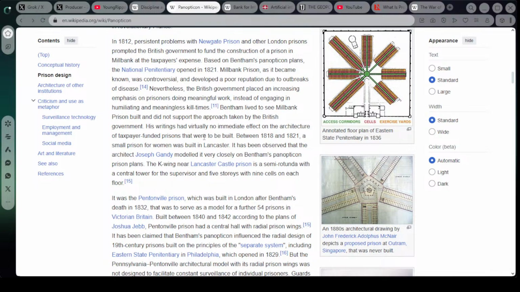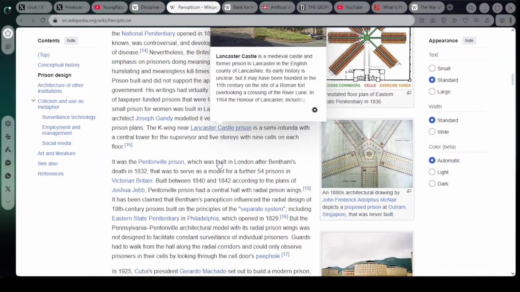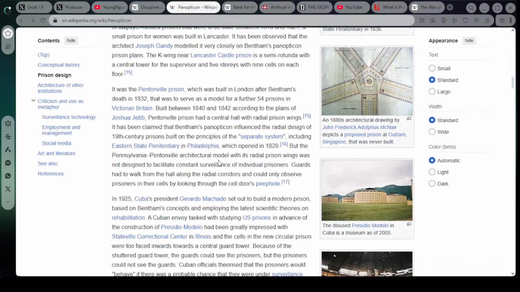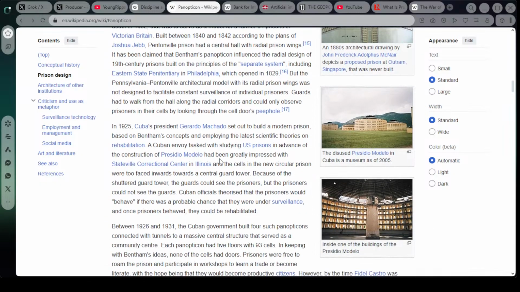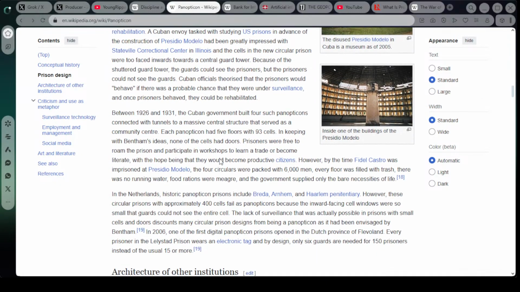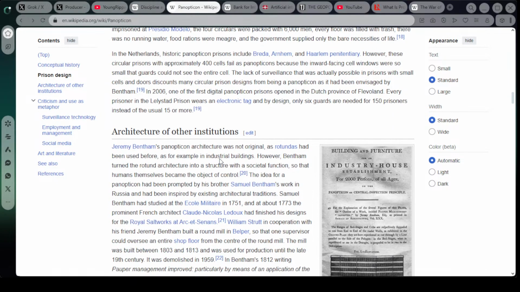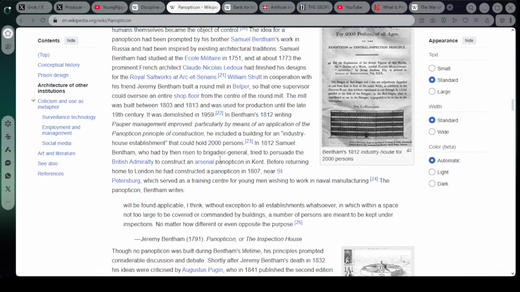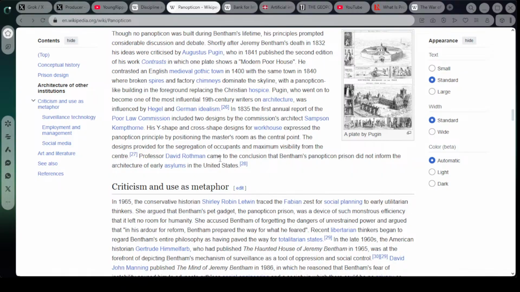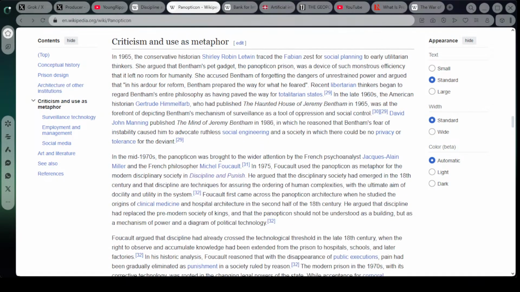All right, they're just kind of talking about the history of where they're built. There's a bunch of them, where they started building them. What else are they talking about? Let's look at the criticism.